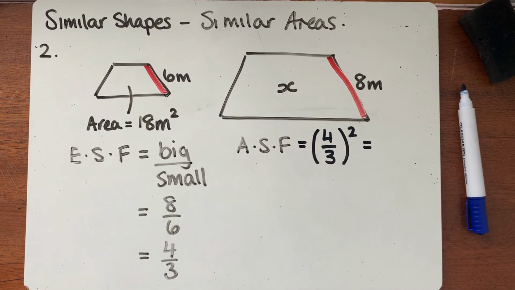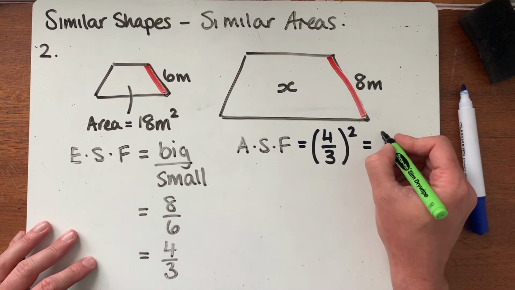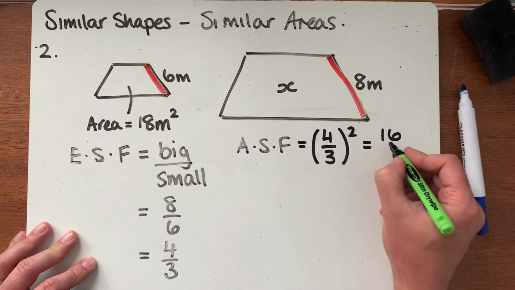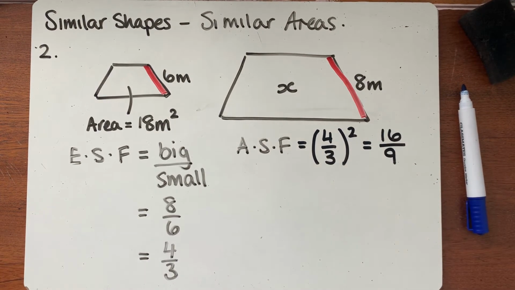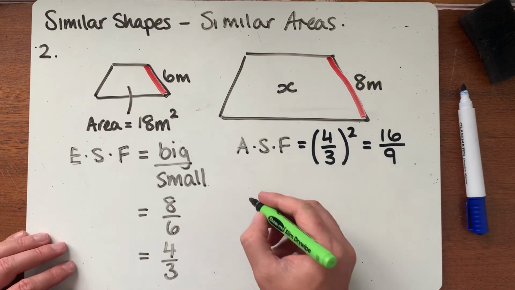Now remember, squaring isn't doubling, squaring is multiplying by itself. So this 4 is going to become 16, 4 times 4. And this 3 is going to become 9, 3 times 3. Okay, so we're just squaring to find the area scale factors. Once I've got the scale factor that applies, I'm just going to do a quick calculation with it.